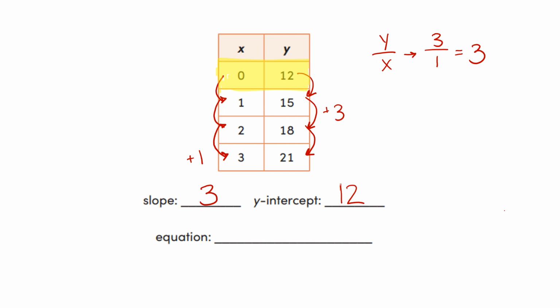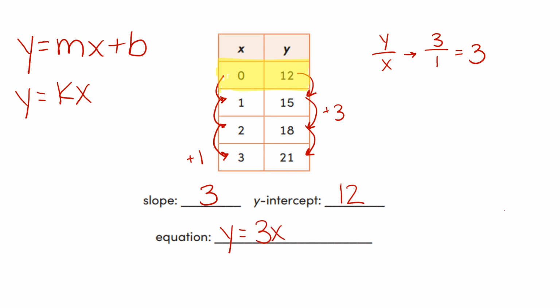We put them all into the equation y equals mx plus b. M is just a replacement for our letter k for our proportional relationships. It's the same position, a new letter for a new type of equation, y equals mx plus b. So we have y equals 3x for our slope, and then plus 12, the y-intercept.